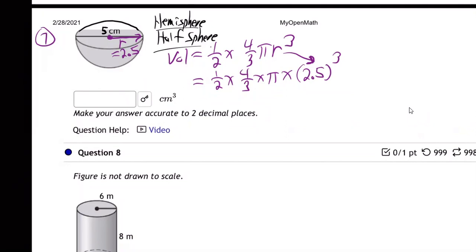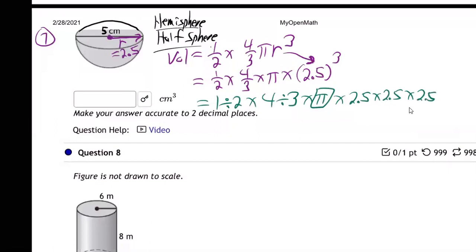So on the calculator then, you're going to go 1 divided by 2 times 4 divided by 3 times pi. Use the pi button on your calculator. Times, and now with the 2.5 cubed, you can just multiply by, excuse me, 2.5 three times if you want. Or you can use the power button on your calculator. That'll work fine too. It doesn't matter.